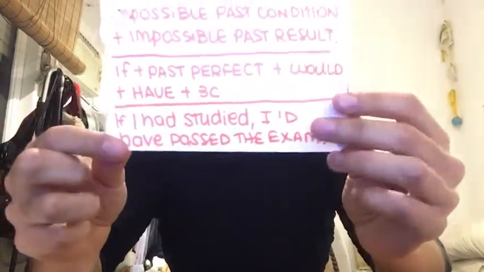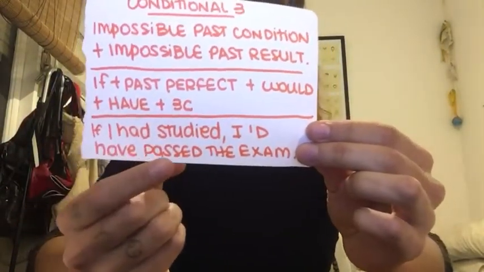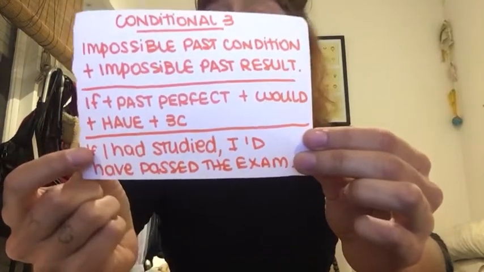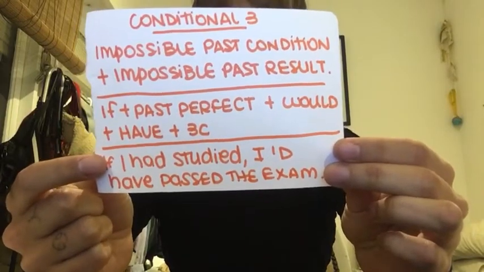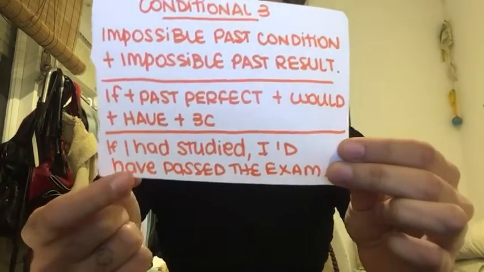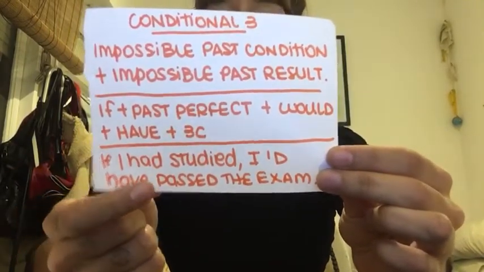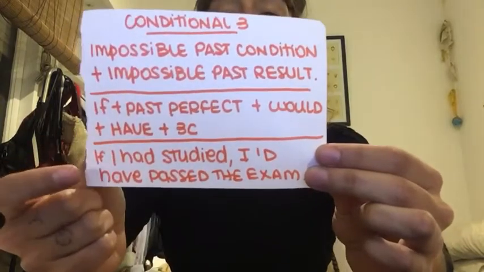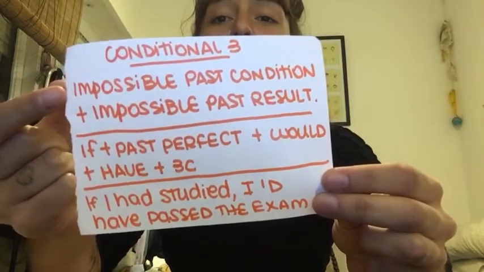So let's look at example. If I had studied, I would have passed the exam. Pero ni estudié ni aprobé. So, unreal past situation, impossible past situation, and impossible past result. If I had studied, I would have passed the exam. Pero ninguna de estas situaciones se dieron de esa manera. That is why this conditional is called the impossible one. Alright? Because we can't change the past.